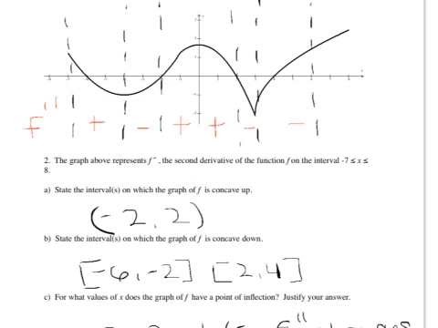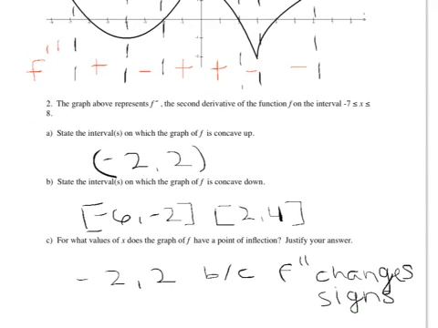For part B, it's telling me to state the intervals on which the graph of f is concaving down. So from negative 6 and negative 2, you can see that the slope is kind of going down and then it goes up, but f double prime went from positive to negative, and therefore based on that it's concaving down. And also at 2 and negative 4, where f double prime went from positive to negative, and you can see that the slope is kind of going down, but then it goes back up, but f double prime changed signs, so therefore it's concaving down.